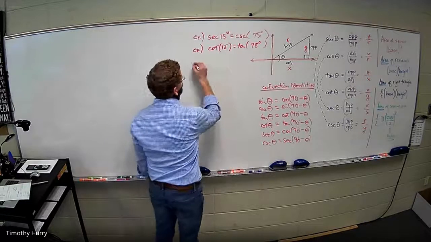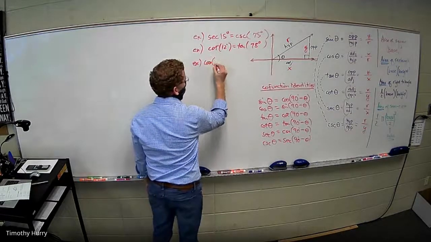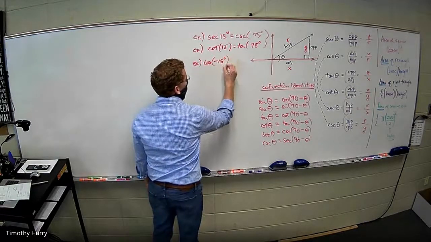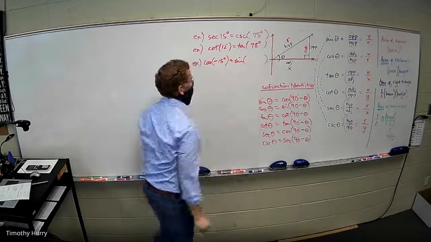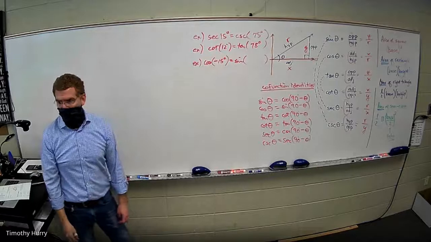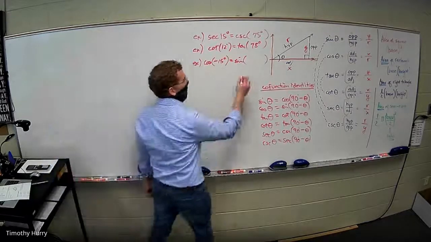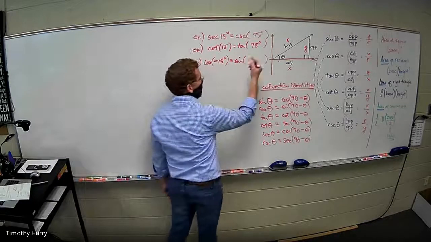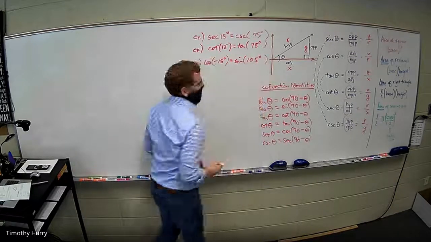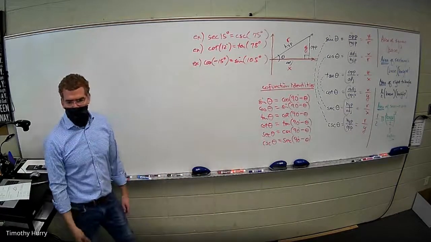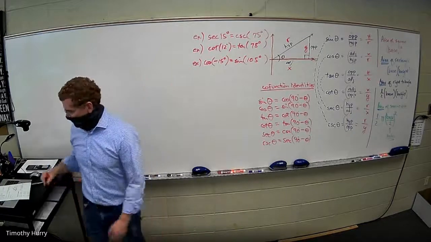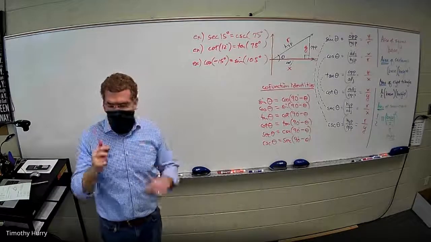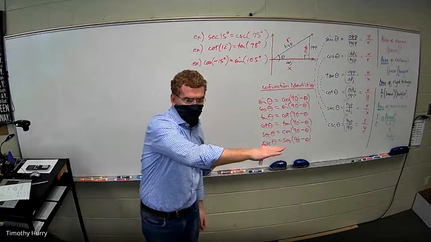Or even a trickier one. The cosine of negative 15 is equal to the sine of 105. Because 90 minus a negative would be plus, 105. Have y'all seen it? Cofunction identities. And also, as we get to radians, do y'all remember that 0 degrees was pointing here?